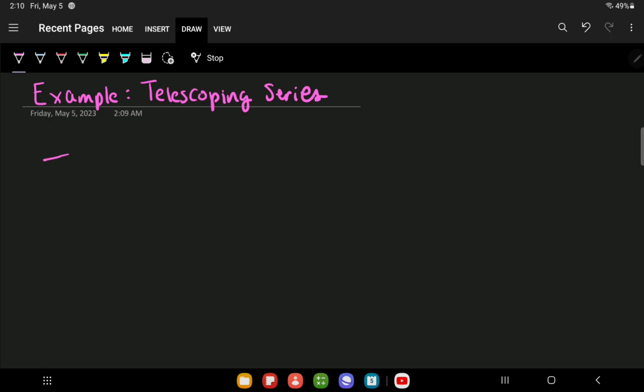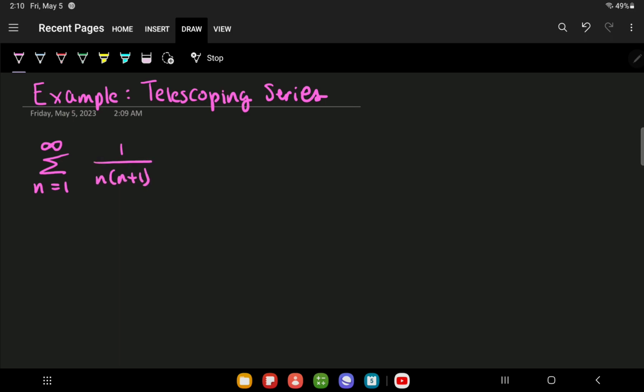Today we'll do another example of a special series called the telescoping series. Let's do the prototypical example of a telescoping series. Suppose you have the sum n equals 1 to infinity of 1 over n times n plus 1.